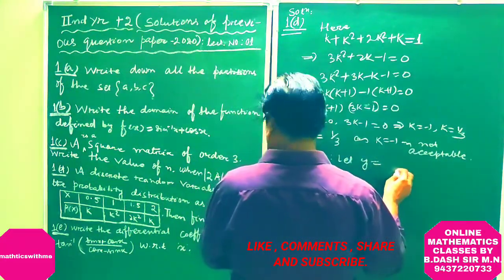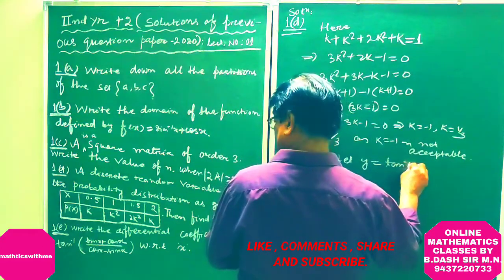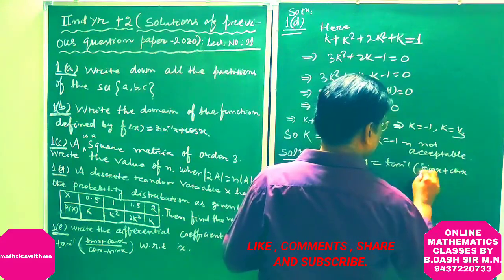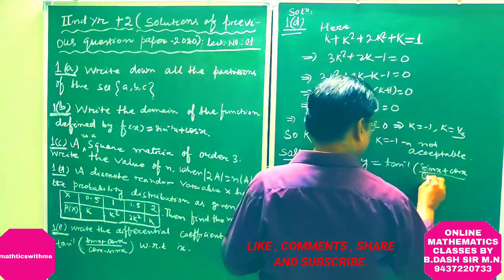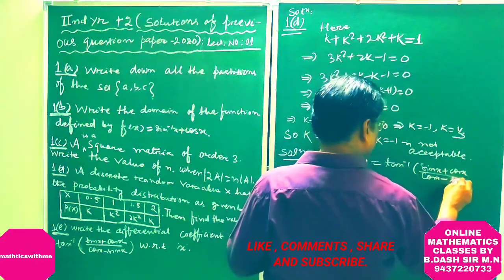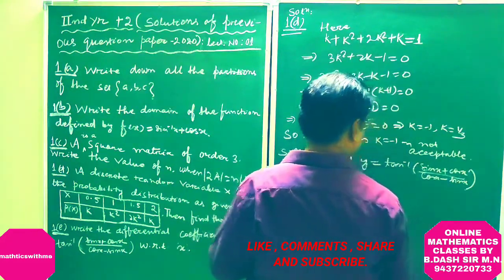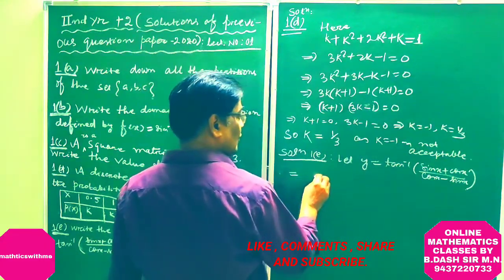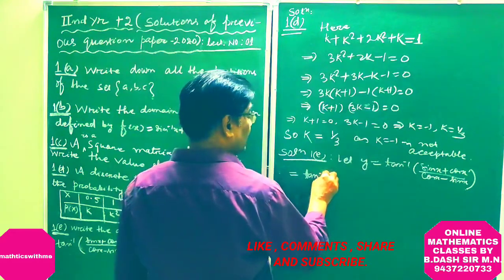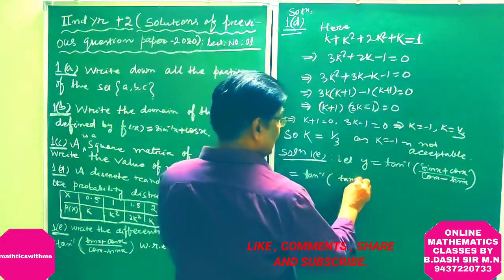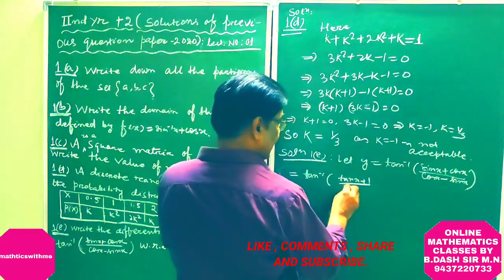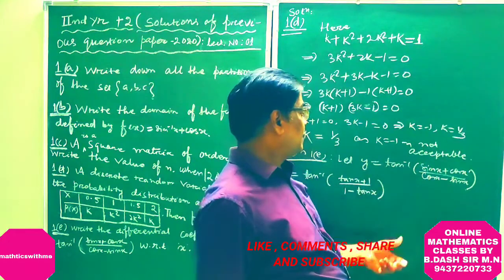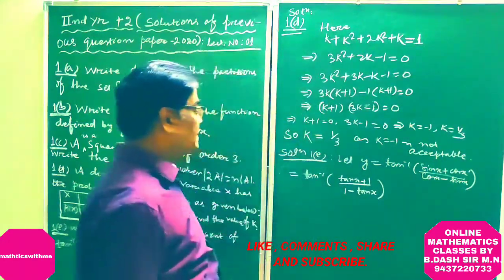Let y is equal to tan inverse of sin x plus cos x by cos x minus sin x. So this is equal to, we can write tan inverse of tan x plus 1 by 1 minus tan x. Dividing the numerator and denominator by cos x, we get tan x plus 1 by 1 minus tan x.